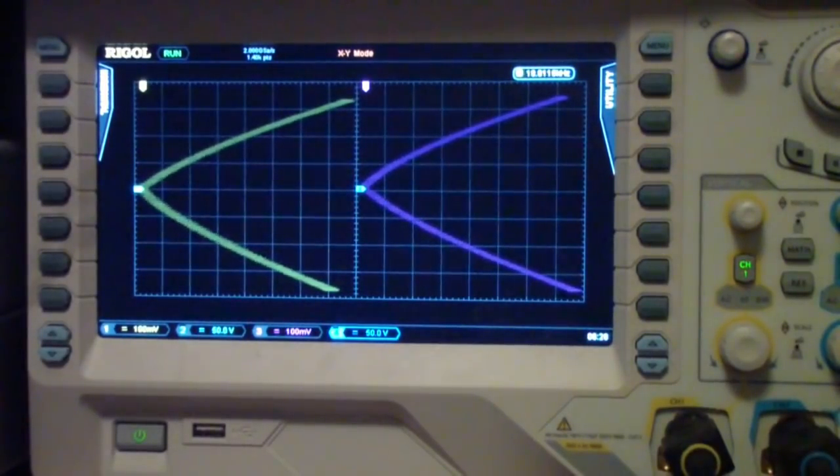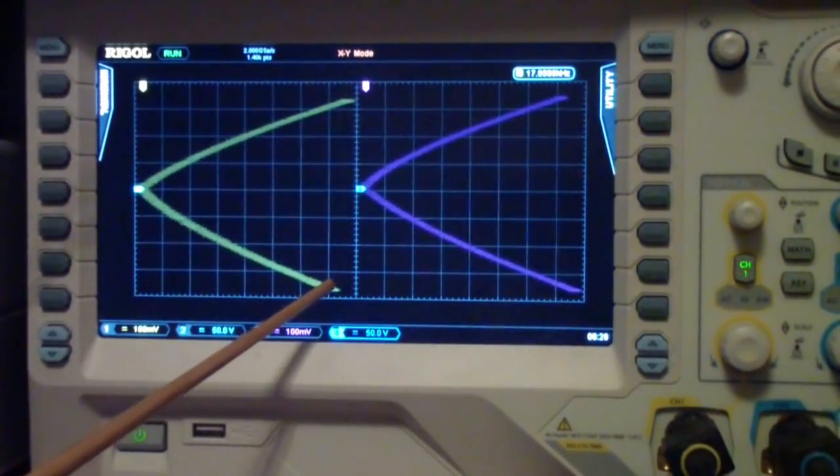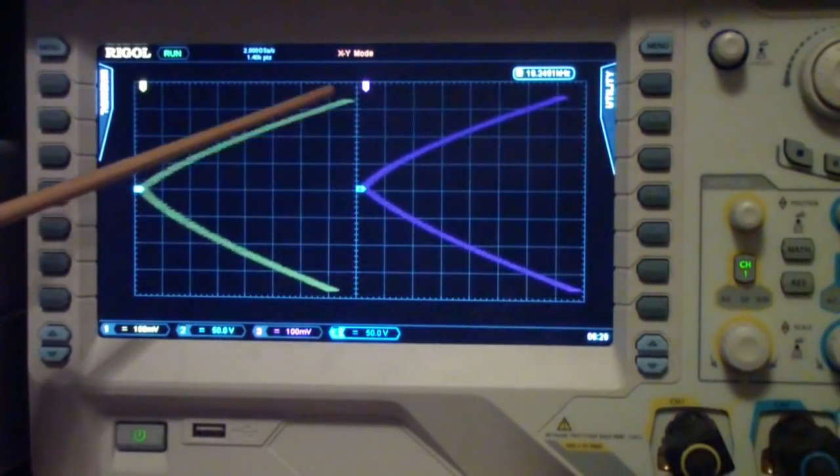And of course, in a beam power tube, it's not so much transconductance that's the issue, it's the total power gain. So this tells us that if you put these two tubes in a push-pull output stage, you would not have a matched pair.